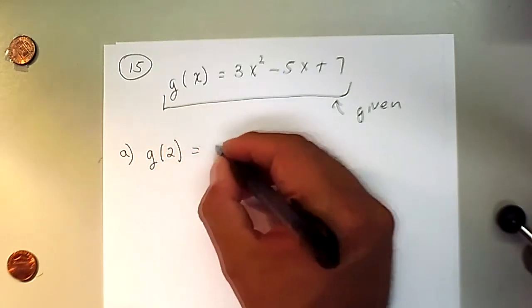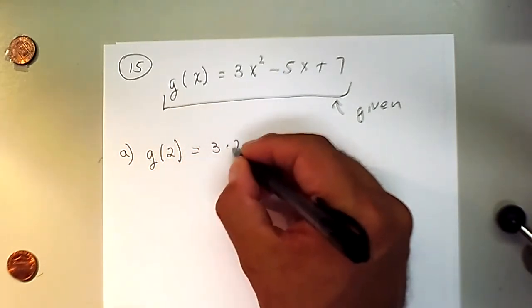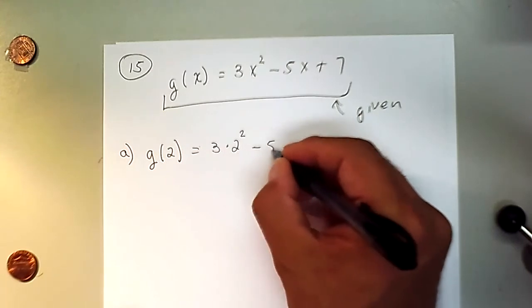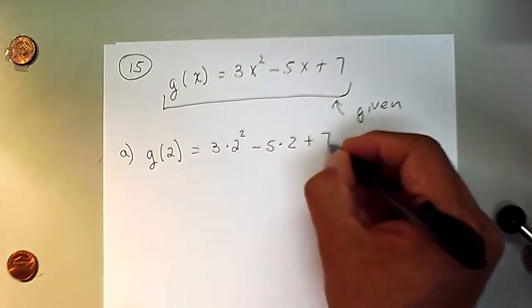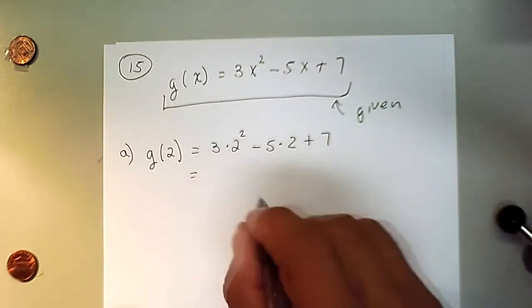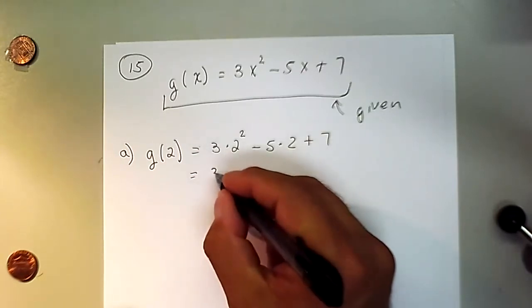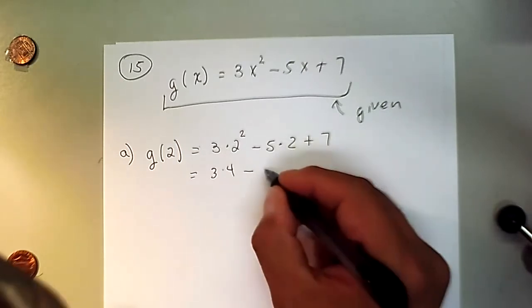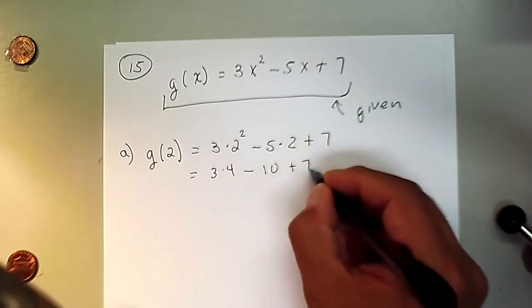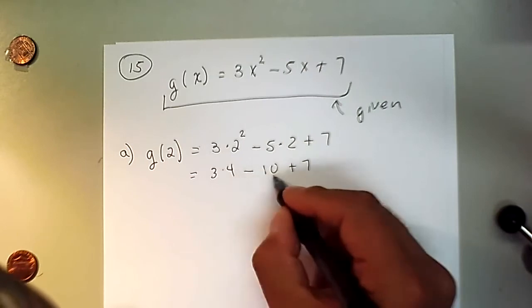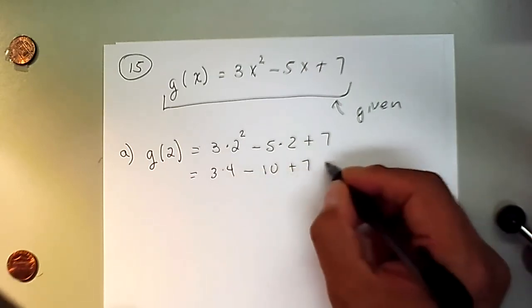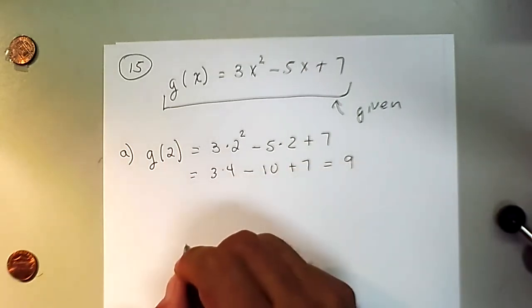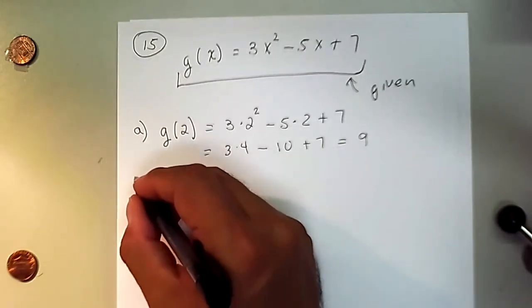Well, no problem. That is 3 times 2 squared minus 5 times 2 plus 7. Of course, that is going to be 3 times 4, exponents first. While we do that, we can multiply this, minus 10 plus 7. And of course, that is going to be 12, minus 10 is 2, plus 7. So the final answer is 9. g of 2 is 9.